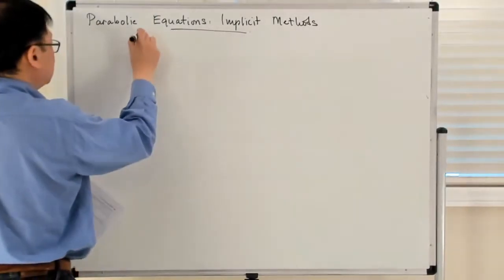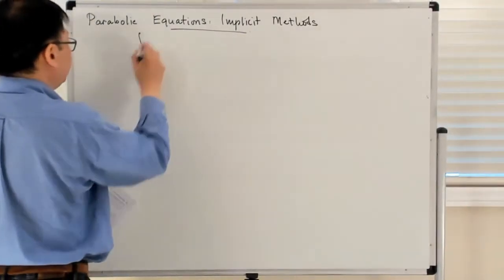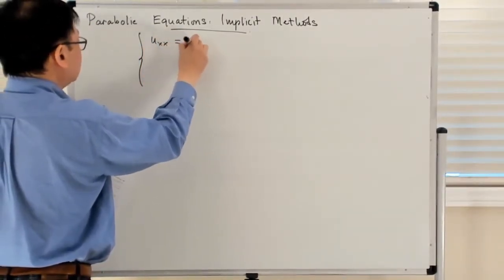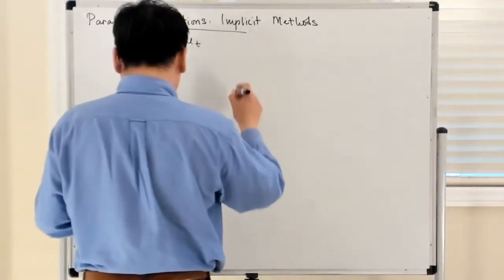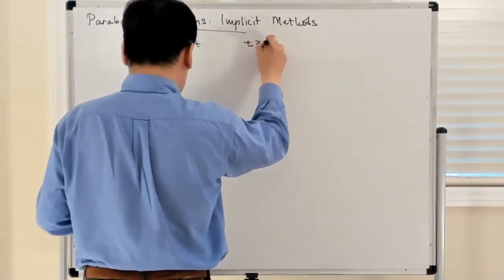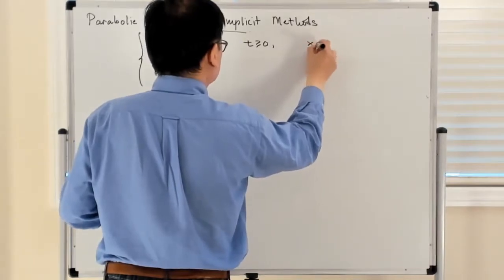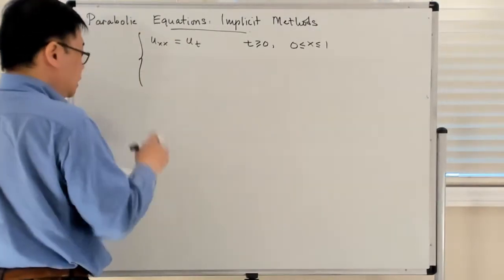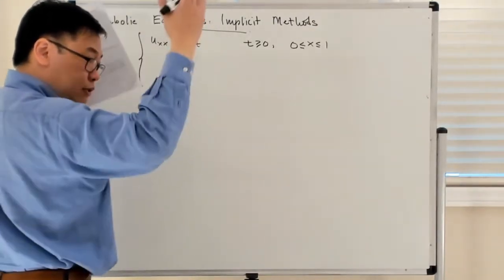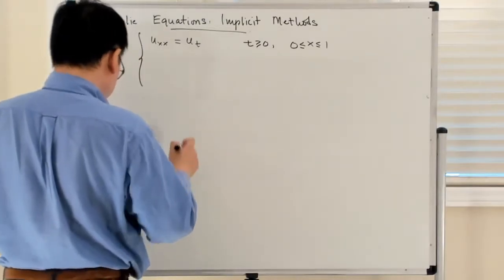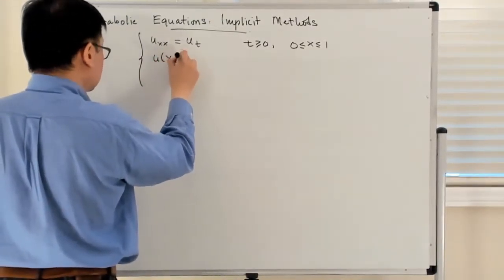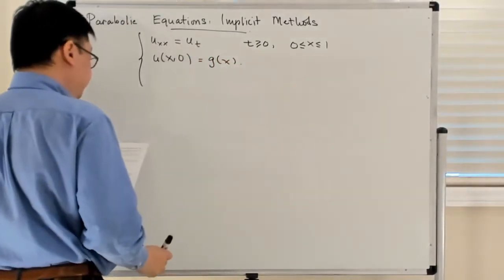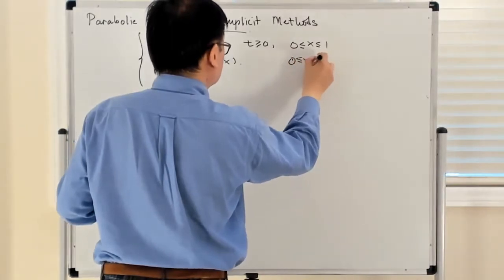All right, so as before, we're going to study a prototypical parabolic equation, which is the heat equation. So u_xx is equal to u_t, and t is greater than or equal to 0, and x is between 0 and 1. And then we have some initial data, an initial time slice, as well as boundary data for all time. So u(x, 0), this is the initial time, is g(x). Okay. And again, x is between 0 and 1.